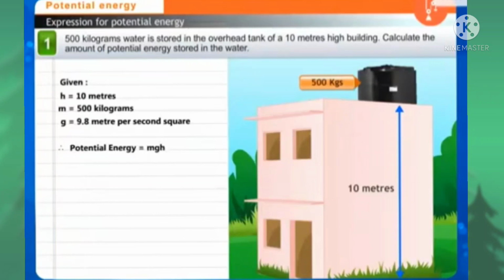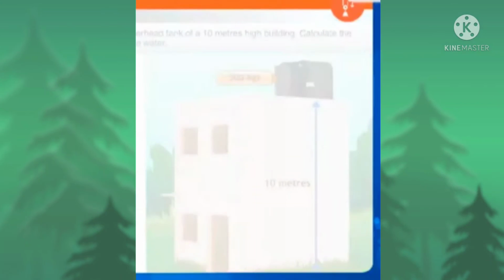Therefore, potential energy is equal to mgh, which is equal to 10 into 9.8 into 500. After calculating all these, we get our potential energy as 49,000 joules. Easy? Good.